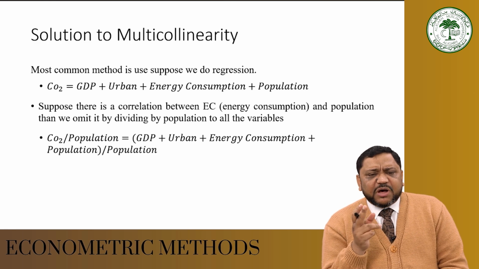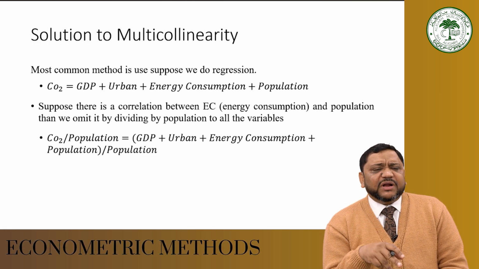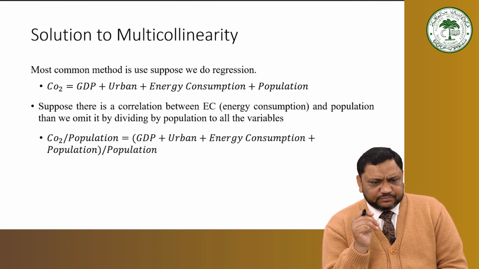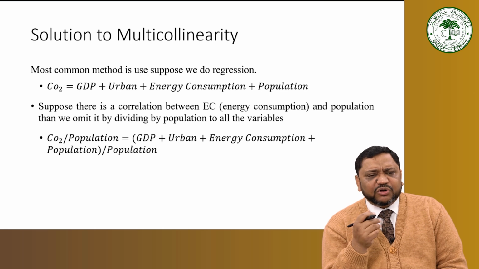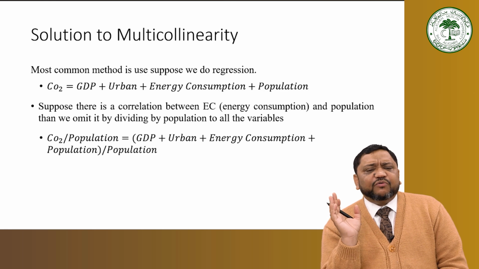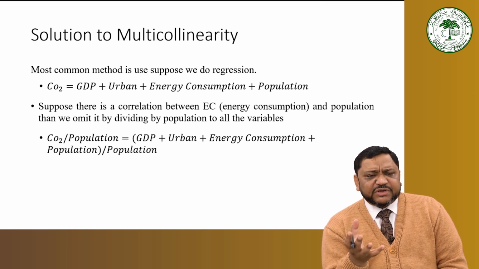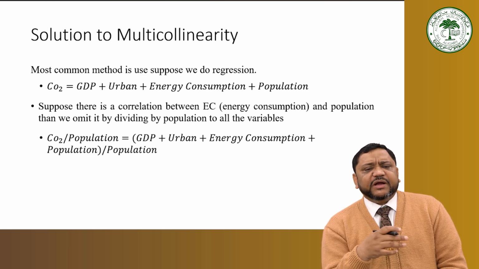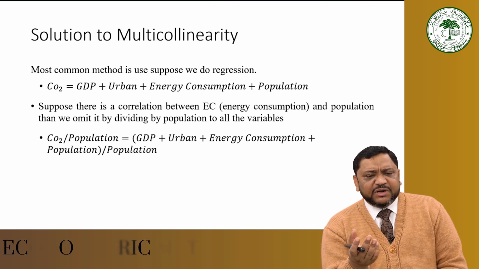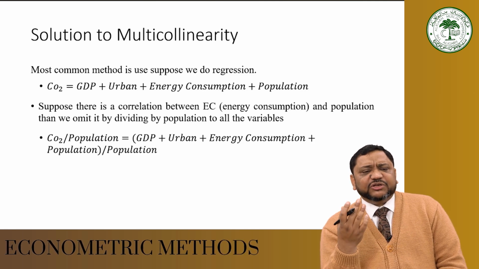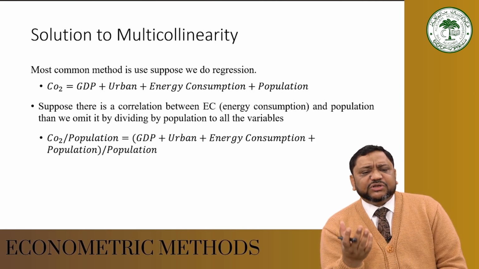Now, if we know that somehow energy consumption or urbanization and population are correlated, say energy consumption and population are correlated, one way is that you divide the entire equation by one of the meaningful variables which can be got from here, like population. So we divide CO2 by population, so we get emissions per capita, GDP divided by population, GDP per capita, urbanization divided by the total population, that is urbanization ratio, and energy consumption divided by population, that is energy consumption per capita.